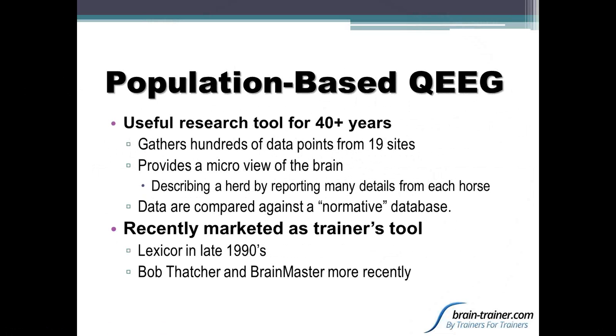It looks at the brain from a micro point of view. For example, a QEEG would describe a herd of horses by telling you how tall each horse was, how many legs they had, how long the tail was, how long the mane was, how good the teeth were, and all those kinds of things. That's terrific information for a researcher, but it doesn't really tell you the answer to the great existential question of all trainers: where do I put the electrodes, and what do I train up, and what do I train down? In order to do that, we need some information, not just data.